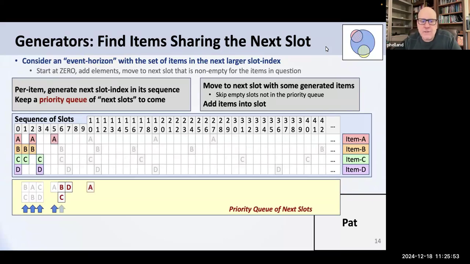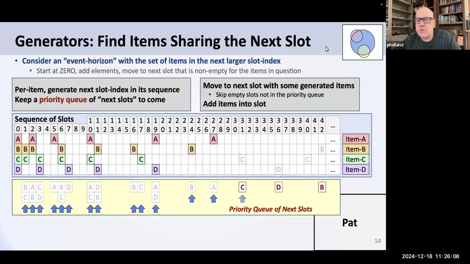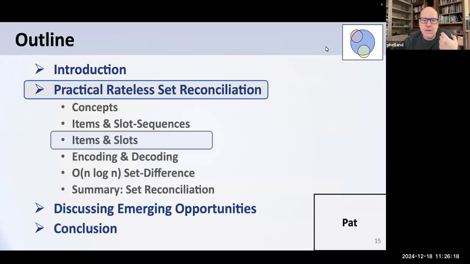It's quite easy to think about generating the prefix pre-canned, and then having the slot generator move forward if I don't have enough in my prefix. I can optimize this in multiple ways, but you can generate the sequence of slots and where things land and push them forward, and the next is a priority queue of the next slots. This is how one can think about taking a set of items and generating an encoding of where they smash together. Okay, so items and slots.